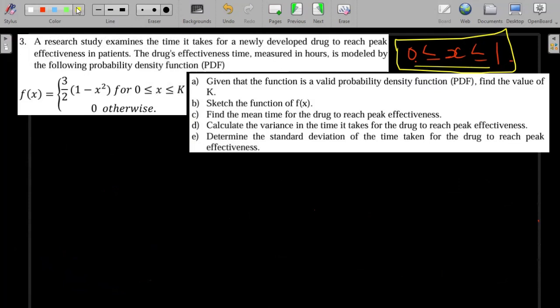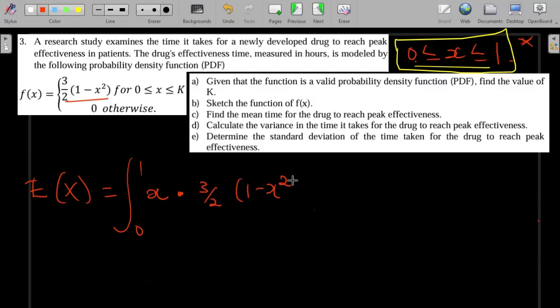So C, what do we have? Find the mean time for the drug to reach peak effectiveness. So we said mean is just the expected value of x. So the integral from 0 to 1, remember we're using this integral of x multiplied by the probability function, which is 3 over 2 times (1 minus x) to the power 2, and then dx.